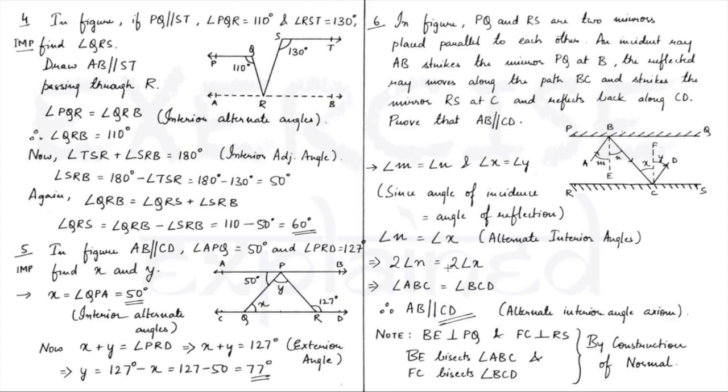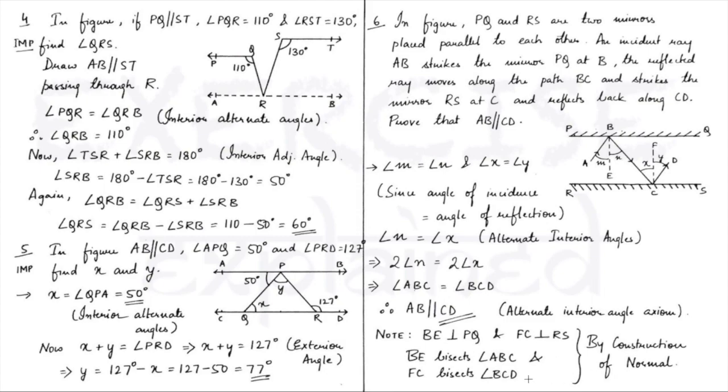Now we multiply both sides by 2. Once we multiply both sides by 2, what we get is 2 angle N is equal to 2 angle X. So 2 angle N is nothing but angle ABC and 2 angle X is nothing but angle BCD. So here what we get is ABC is equal to BCD. Since we have proved ABC is equal to BCD, AB is parallel to CD by alternate interior angle axiom.